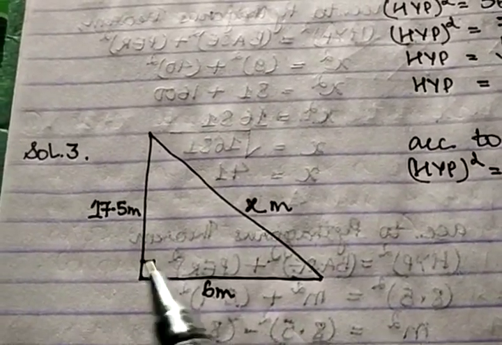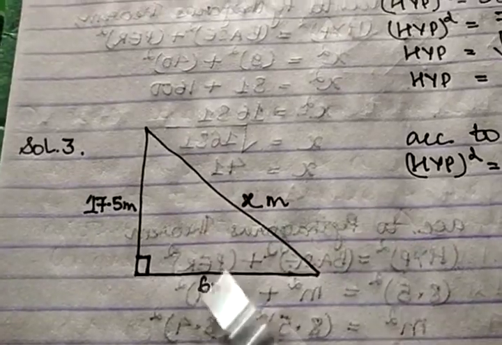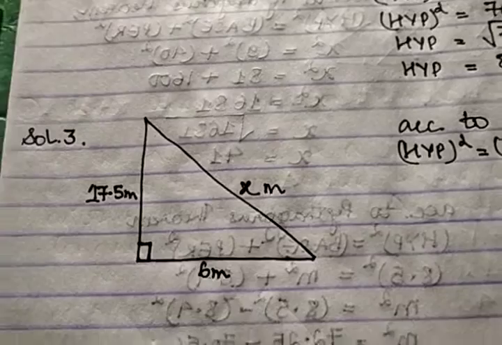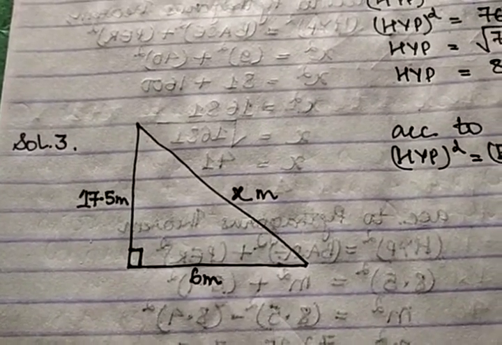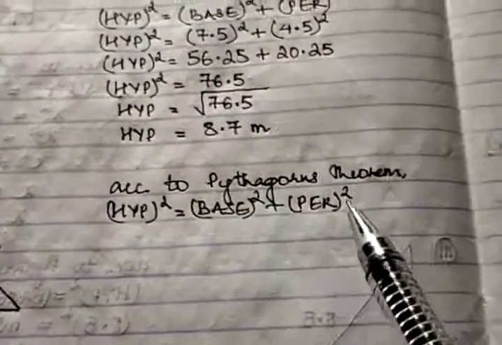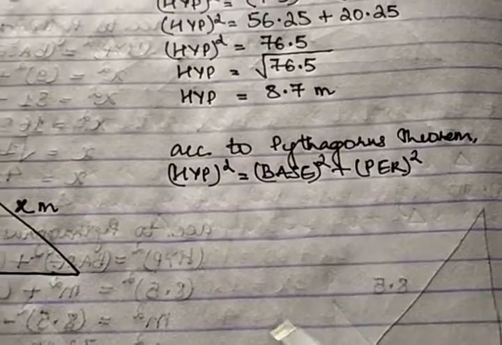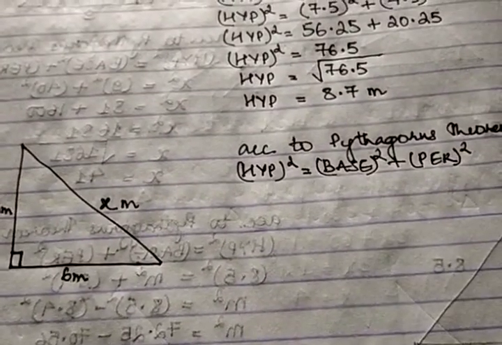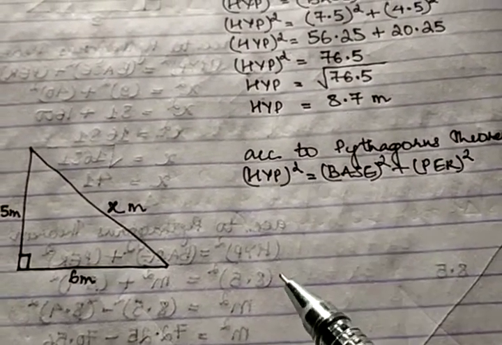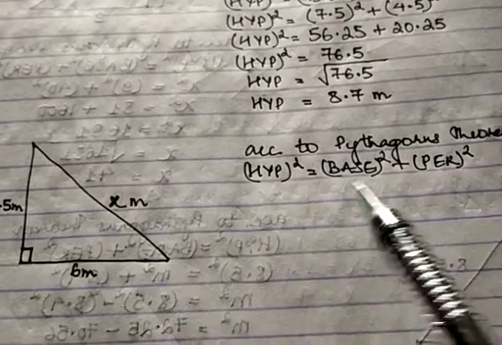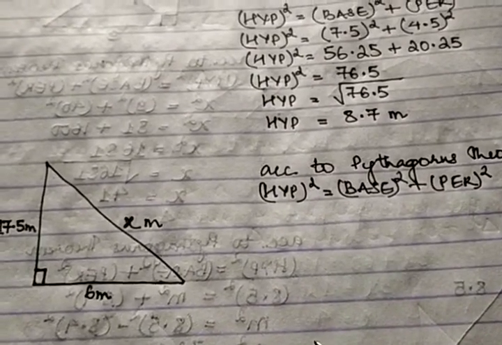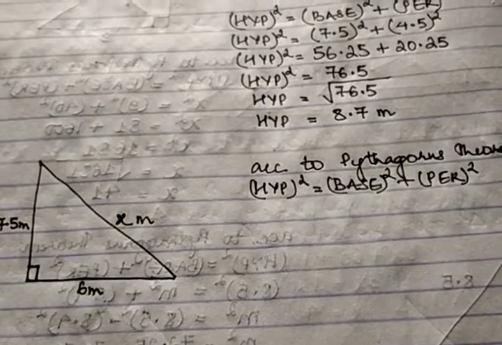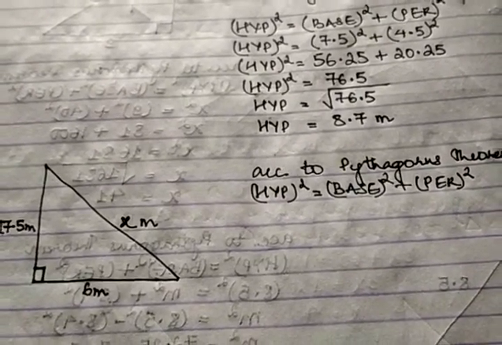So also in question number 3, it's directly given that the hypotenuse is missing, we know, and the base is given and the perpendicular is given. What we need to calculate is the hypotenuse. So again the same thing happens: according to Pythagoras theorem, hypotenuse square equals base square plus perpendicular square. Hypotenuse is what we need to find out. So I want you to complete this sum. The hypotenuse is missing. Please substitute the given values in the equation, then figure out the value for the hypotenuse. That will be your homework.